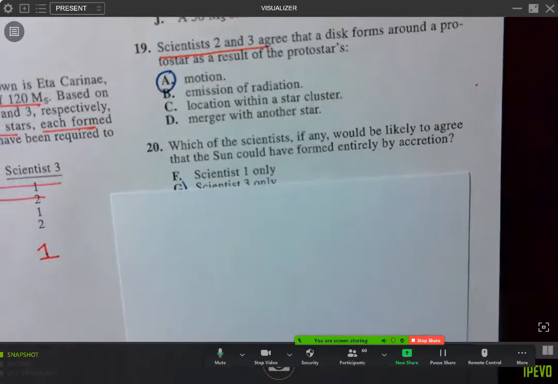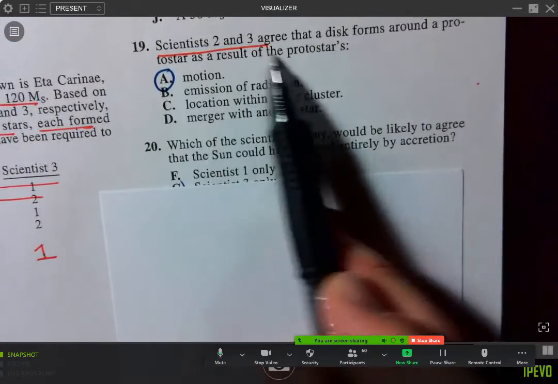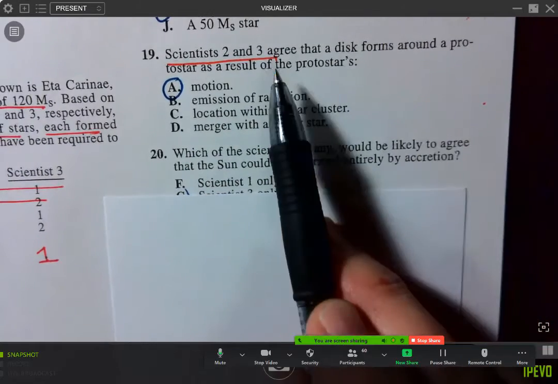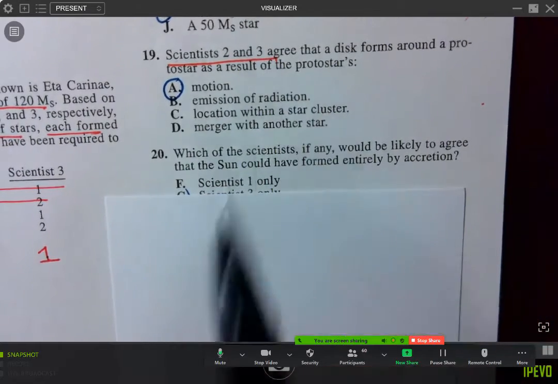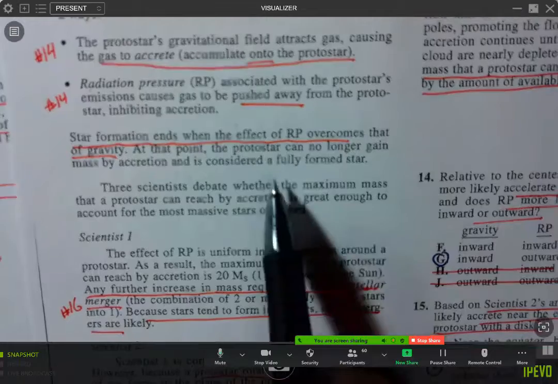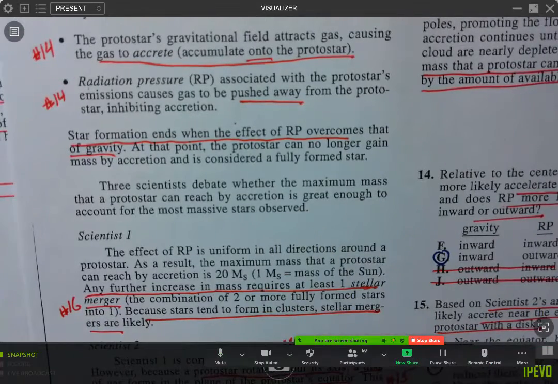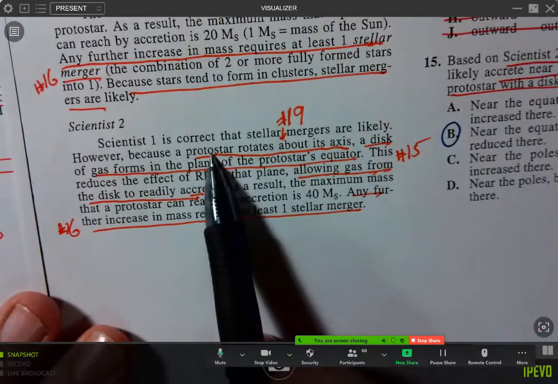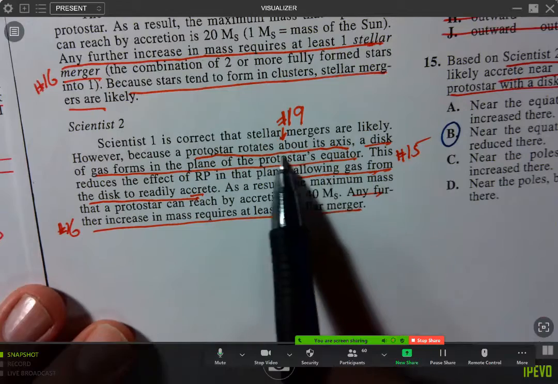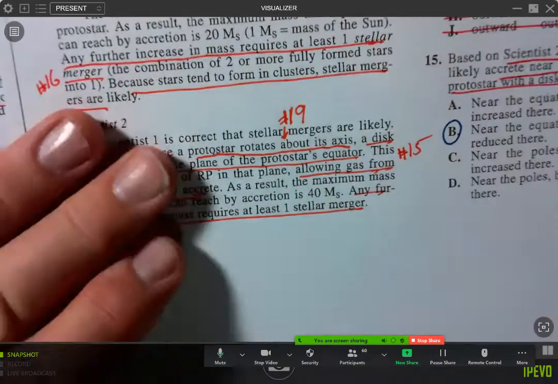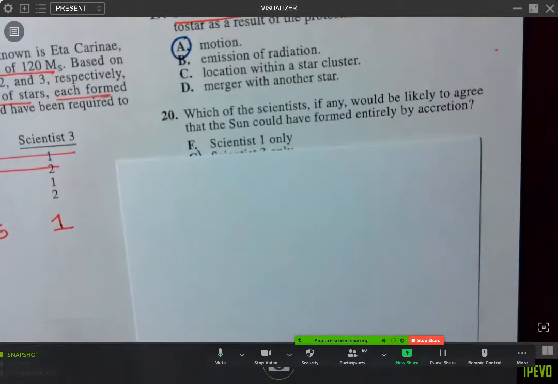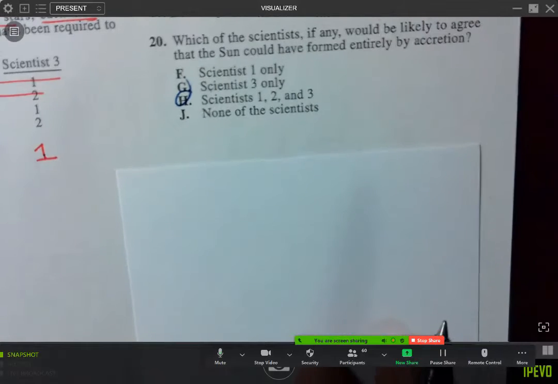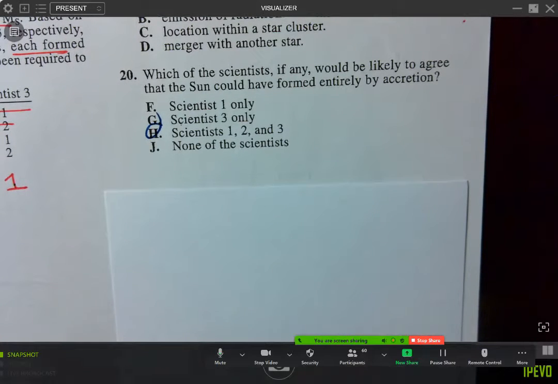19 is kind of dealing with motion, right? Scientists 2 and 3 agree that a disk forms around the protostar as a result of the protostar's what? Motion, because it talks about a rotation here somewhere. Yeah. The protostar rotates about its axis. To rotate about an axis, that deals with motion, kind of like a science knowledge question, but not totally. Which of these scientists would likely agree that the sun would have formed entirely by accretion? All three of them. There's no limit on our suns for this. That would be totally okay.